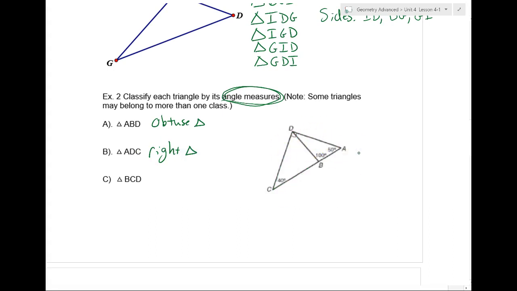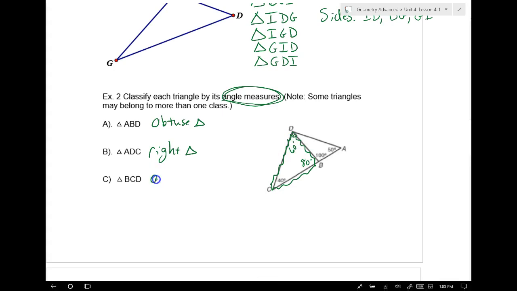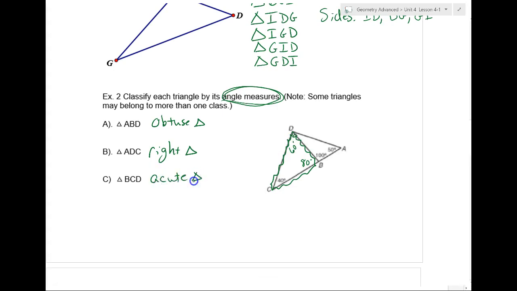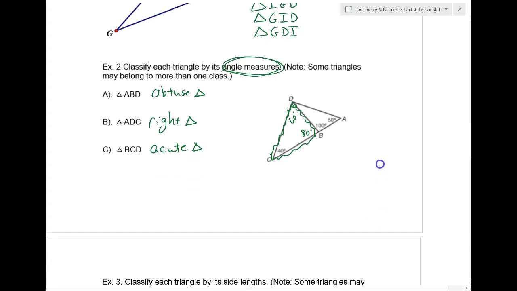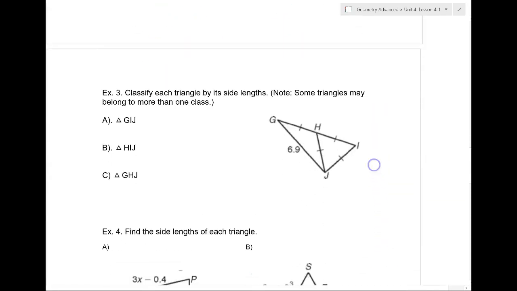All right, and then we have triangle BCD. Well, we don't know if it's isosceles because we don't know angle measurement, right? But I do know that I have an 80-degree angle there because of my linear pair, right? So 40 plus 80 is 120. That leaves this one to be 60. What would I classify that triangle as? Yep. Use it to your advantage. Acute triangle. Excellent.